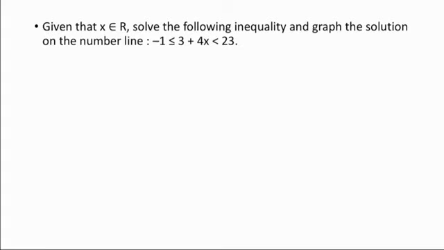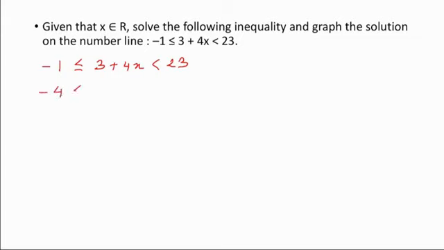Given x belongs to real number, solve the inequality and graph the solution on the number line. So the inequality is given as -1 less than or equal to 3 plus 4x and less than 23. So this inequality we can solve in one line, since only one side contains x. So we need to remove this constant from the middle. In order to do that, we add a -3 on both sides of this inequality.